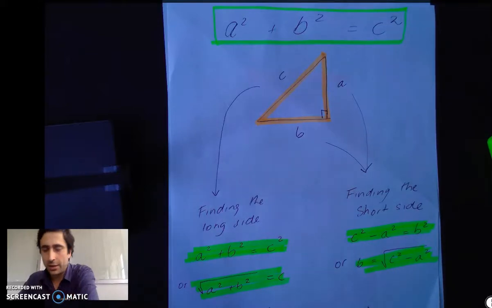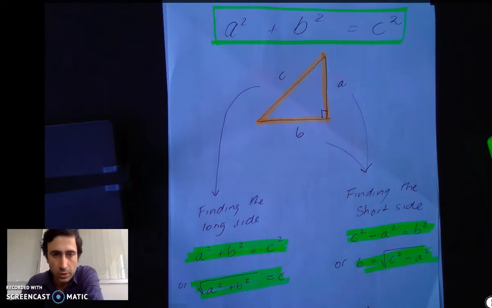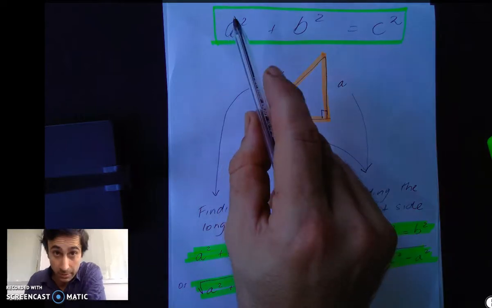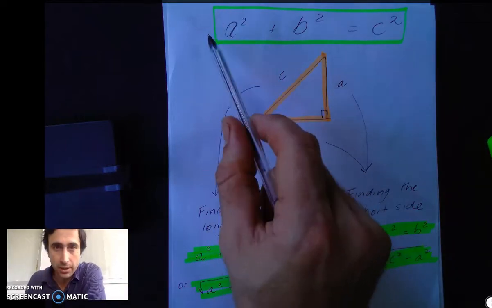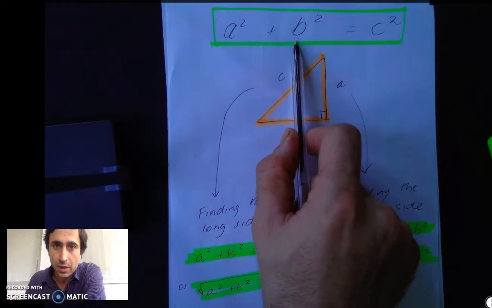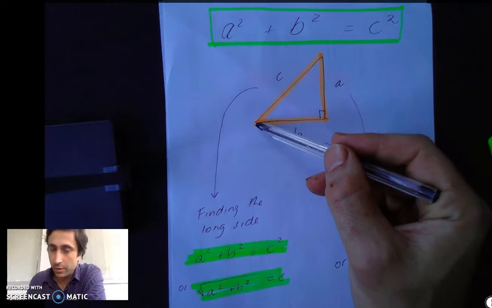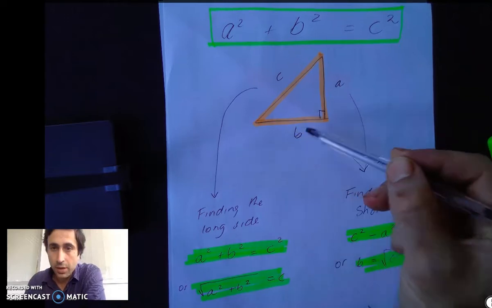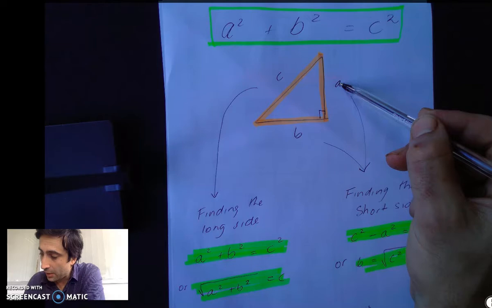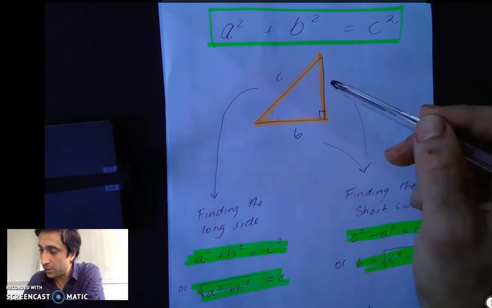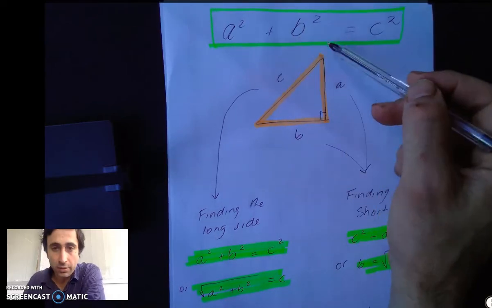Hello, guys. This is just a nice little summary video to look at Pythagoras, and what's the point of Pythagoras? Now, I don't even bother writing it anymore because what we know Pythagoras' formula to be is a squared plus b squared equals c squared. In other words, if we know the short side lengths and square them, add them together, a squared plus b squared, that equals the square of the long side.